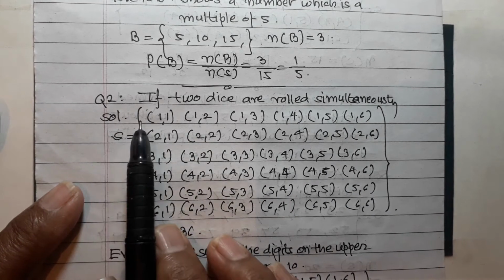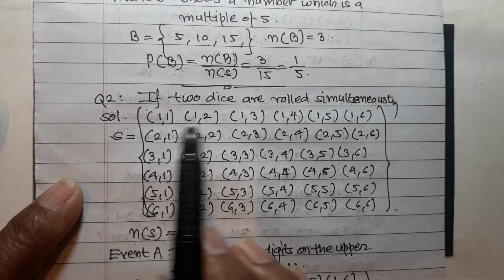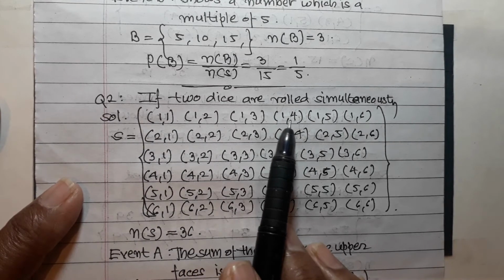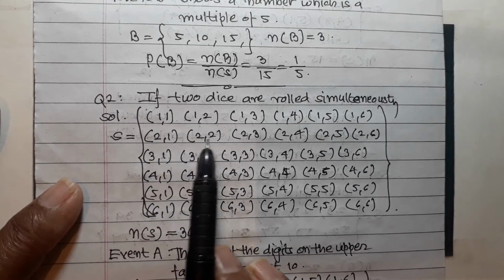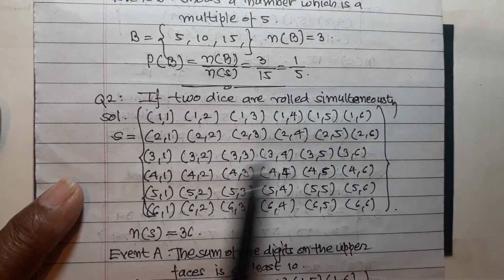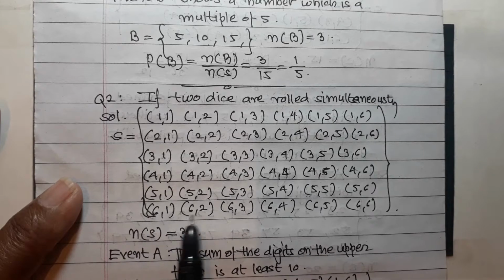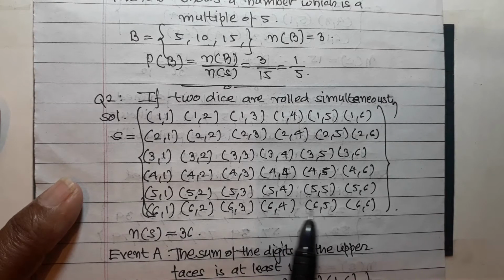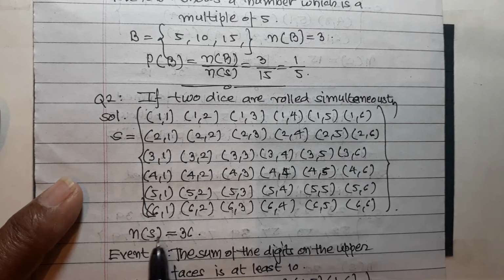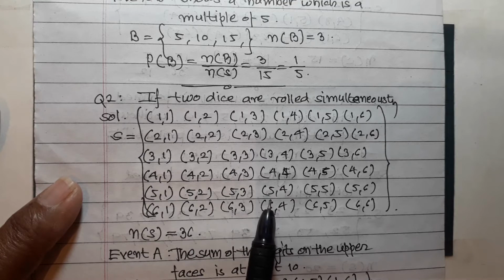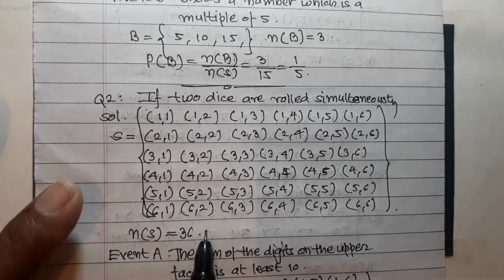So your sample points are 1 1, 1 2, 1 3, 1 4, 1 5, 1 6, 2 1, 2 2, 2 3, and so on, up to 6 1, 6 2, 6 3, 6 4, 6 5, 6 6. Now in all there are 36 sample points, and therefore n of S is equal to 36.